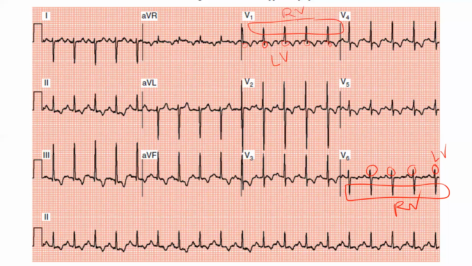What does it mean? RV is showing more amount of positive waveforms than your left ventricle. So this is right ventricular hypertrophy. Okay. If you calculate what is the axis here, can anyone do? Axis is calculated by these 6.